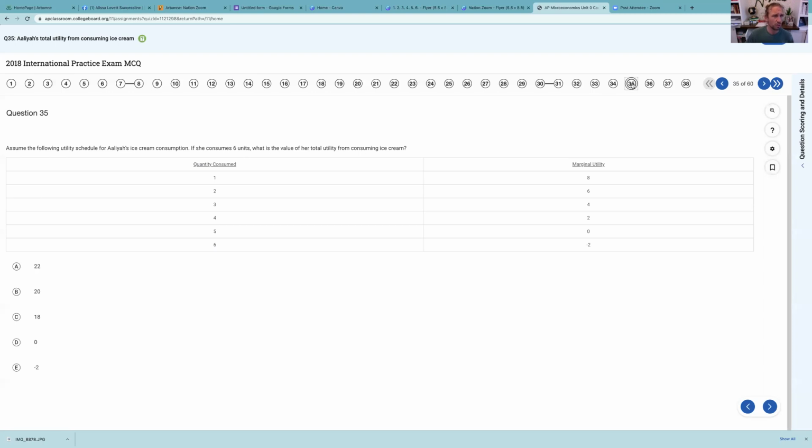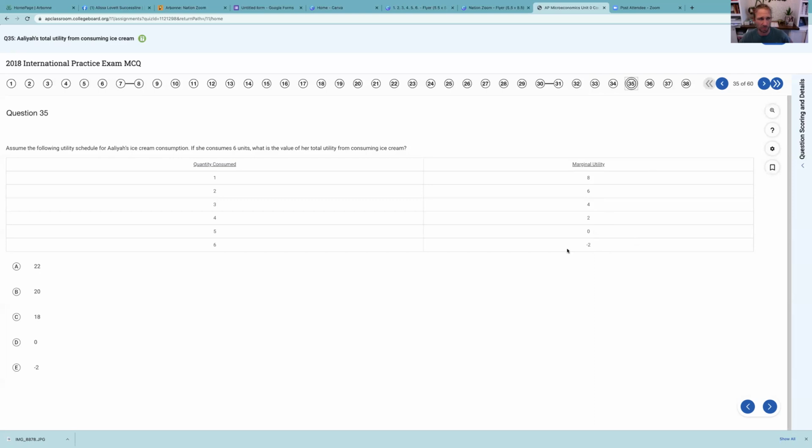Okay, 35. Assume the utility schedule for Alaya's ice cream consumption. If she consumes 6 units, what's the value of her total utility? What a lot of people are going to do is they're going to look at this, quantity consumed 6, utility -2, answer is E -2, but that's not it, right? Because that column is not total utility, that column is marginal utility. So if you want Alaya's total utility, you have to add up the marginal utility derived from the consumption of each unit of ice cream. So that'd be 8 plus 6 for the second one, so 14, 18, 20, still 20, and back to 18.